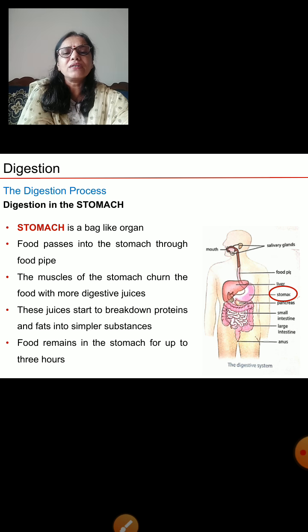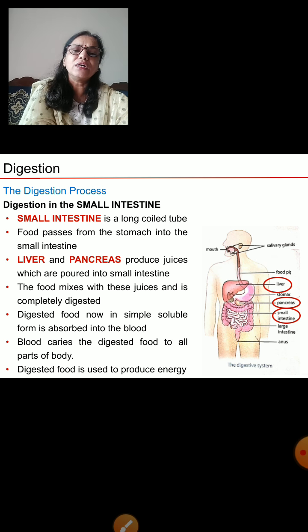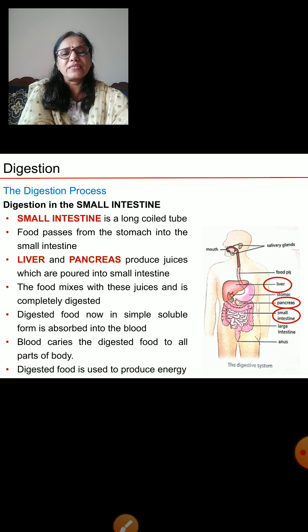After the digestion in the stomach, the food moves to the small intestine. That is the organ which is in the form of a long coiled tube. You have seen a coiled tube of a telephone wire. In the same way, small intestine also looks like a coiled tube. And food passes from the stomach into the small intestine. Now, liver and pancreas, they are the two glands which produce juices. They pour juices into the small intestine. And then, again, food mixes with these juices and is completely digested.